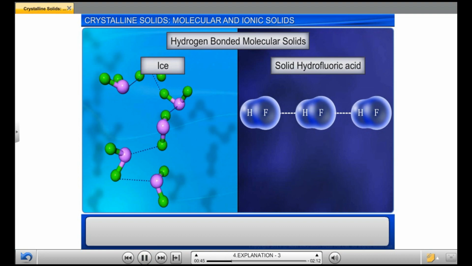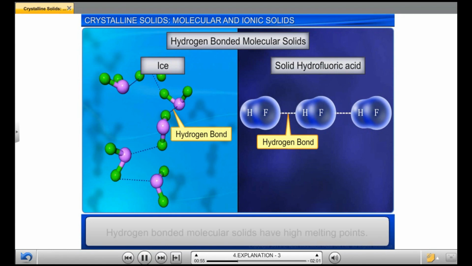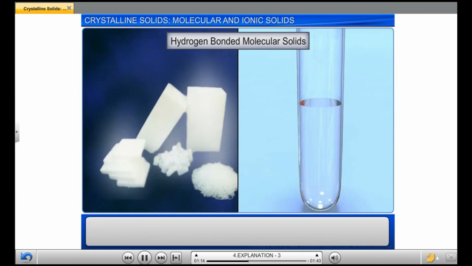The molecules in these solids are held together by strong forces of attraction called hydrogen bonds. As a consequence, these solids have high melting points among the three types of molecular solids. Like the other two types of molecular solids, these solids are also non-conductors of electricity. At room temperature and normal atmospheric pressure, these are either soft solids or highly volatile liquids.